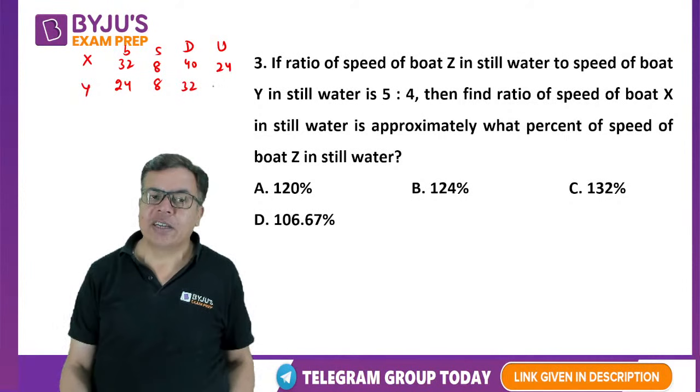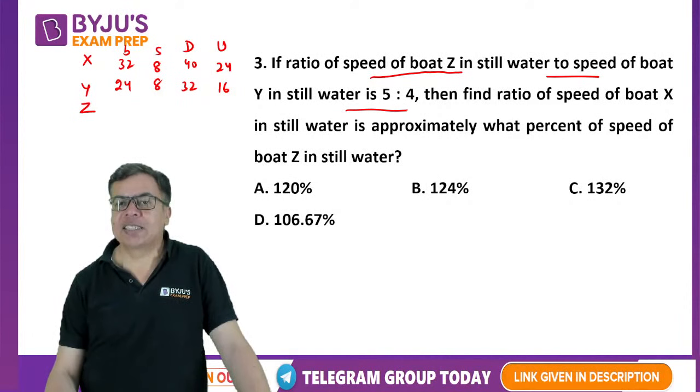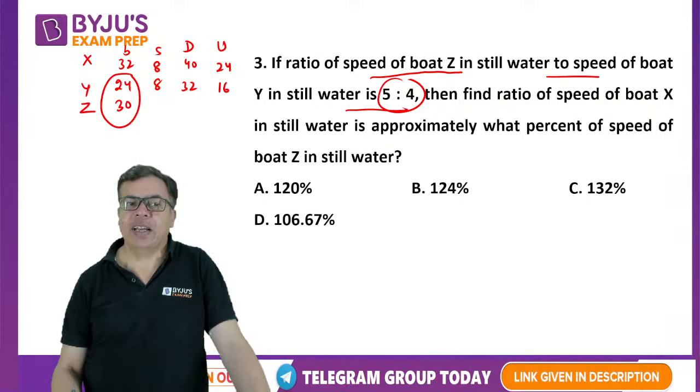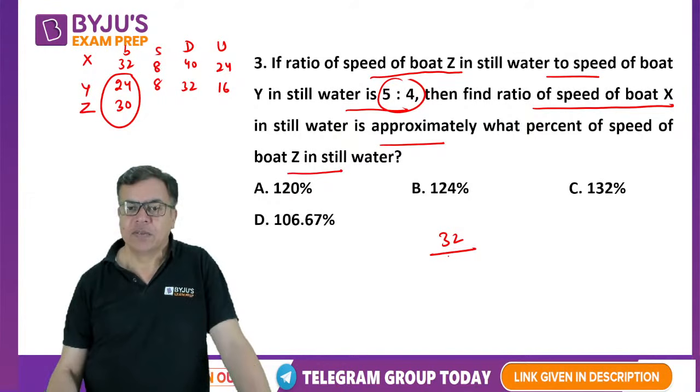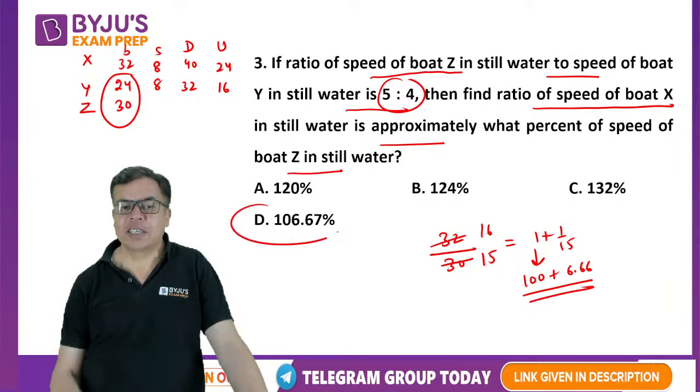Right? Now there is a boat Z also in this question. The ratio of speed of boat Z in still water to speed of boat Y in still water is 5 is to 4. So that means 4 into 6, 5 into 6, 30. Right? So he wants the speed of boat X in still water, which is 32, is what percent of boat Z in still water, which is 30, which is 16 by 15. Can I say it is 1 plus 1 by 15? 1 is 100% and 1 by 15 is 6.66%. So total will be 106.6%.